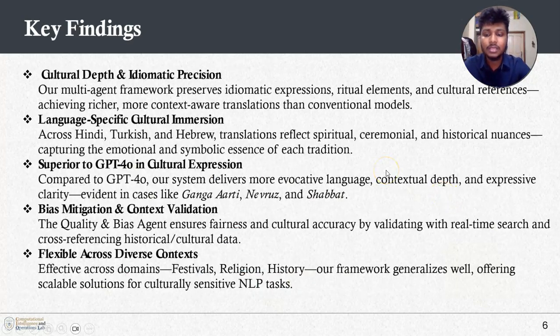So our key findings: our framework was tested on languages like Hindi, Turkish, and Hebrew. It preserved rituals and symbolic meanings better than models like GPT-4o. For instance, translations of Ganga Aarti or Nowruz retained a spiritual depth. Our bias agent also reduced misinterpretations by validating against real-time data. Overall, the system adapted across topics like religion, history, and tradition. Maybe we'll try more topics later, but in this research we tried these 3 topics.